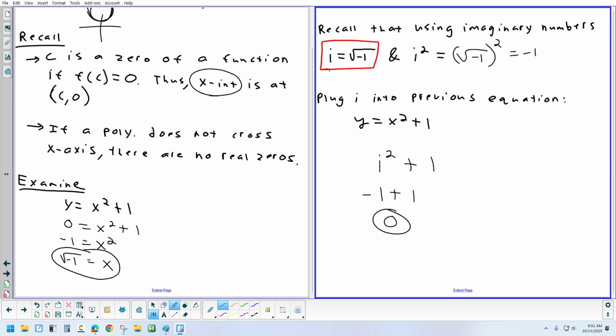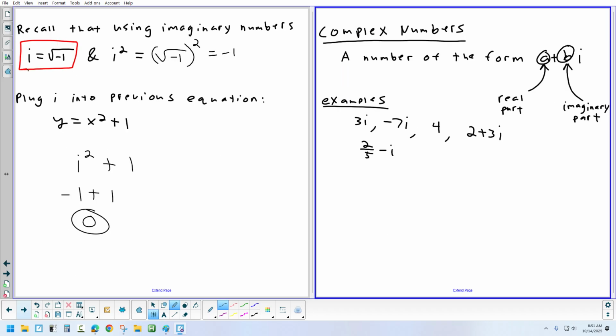We found a number that you can plug in, and when you plug it in, it comes out to 0, which means it's a root. A root or a 0. Is it an x-intercept? No, it's not an x-intercept, because it's imaginary. You can't see imaginary roots on a graph.